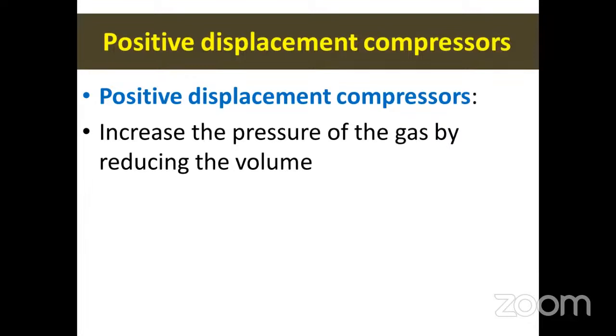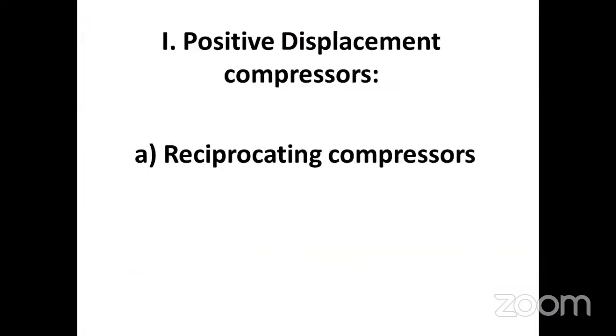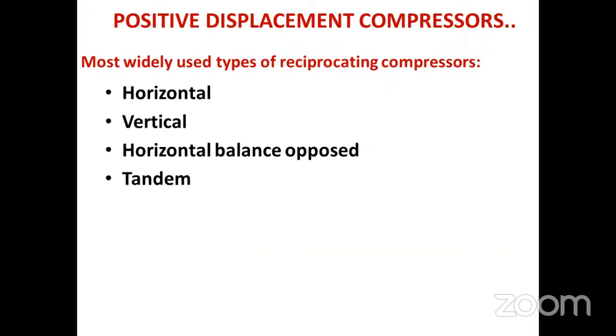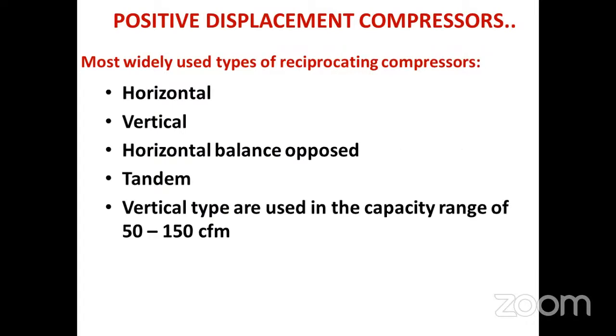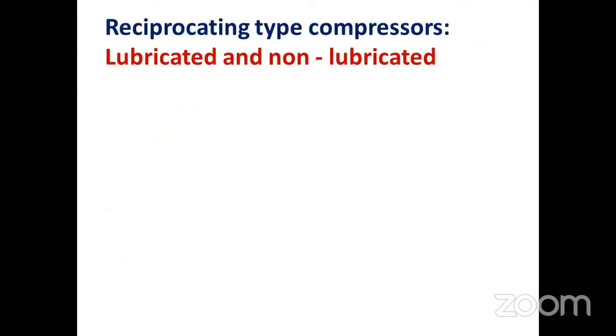Whereas the dynamic compressor operates by centrifugal force. The positive displacement compressors are further classified into reciprocating and rotary compressors. Reciprocating compressors have many types: horizontal, vertical, opposed, tandem, and many others. Just have a look at it in the books. Need not go so deep into those categories.